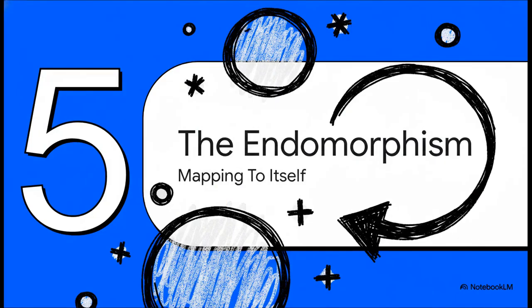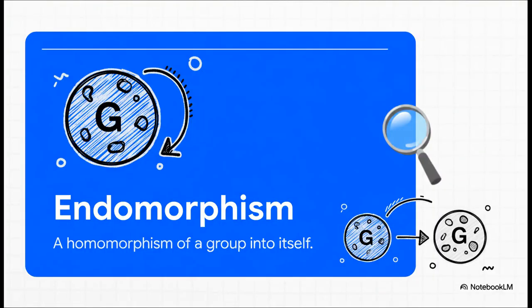Okay, there's one last variation our textbook gives us, and it's a pretty fascinating special case. What happens when a group isn't mapped to a different group, but instead gets mapped back onto itself? And the name for this is an endomorphism. Just like the slide says, it's a homomorphism from a group back into itself. The map starts and ends at home.